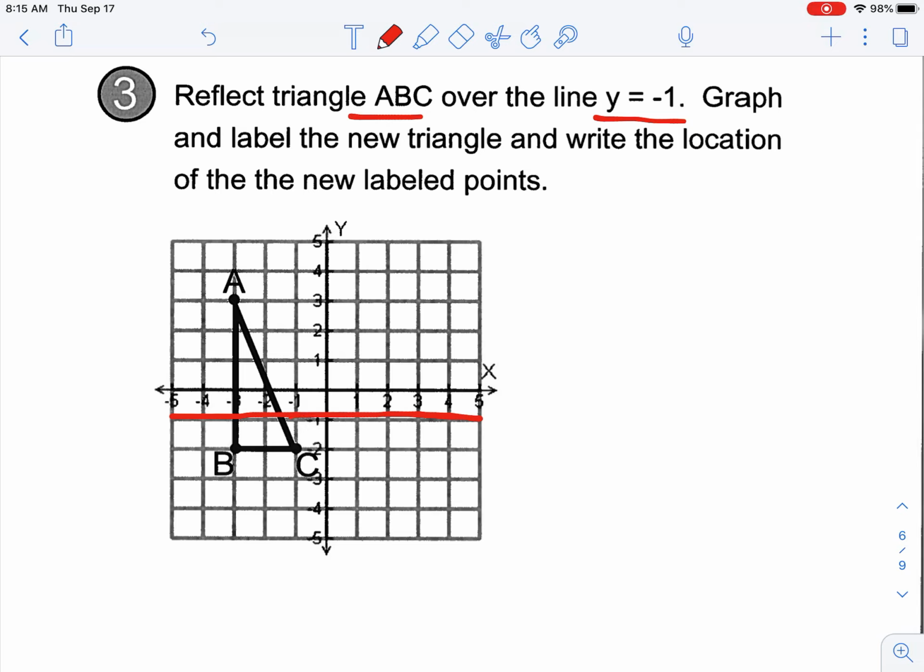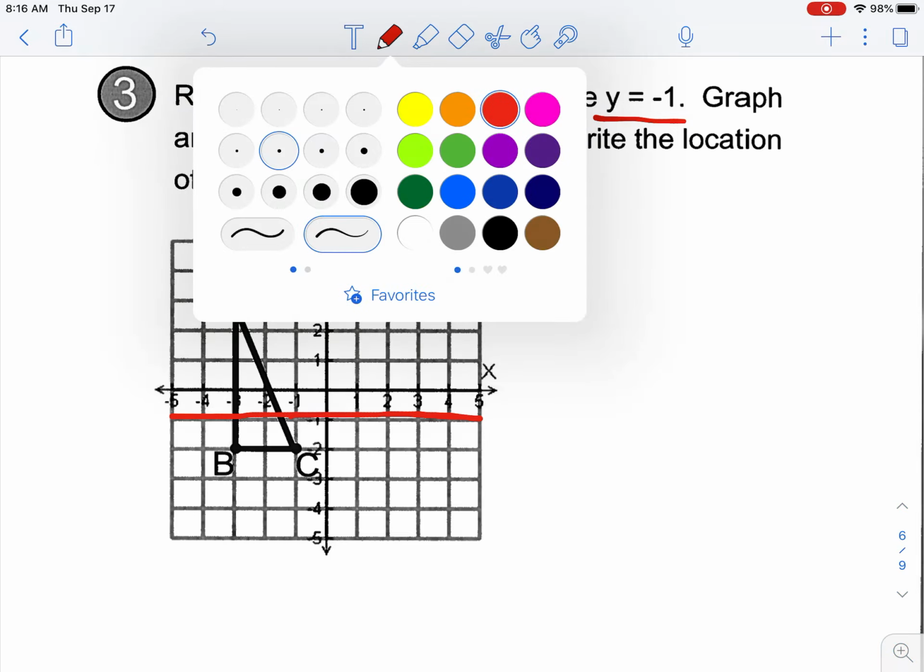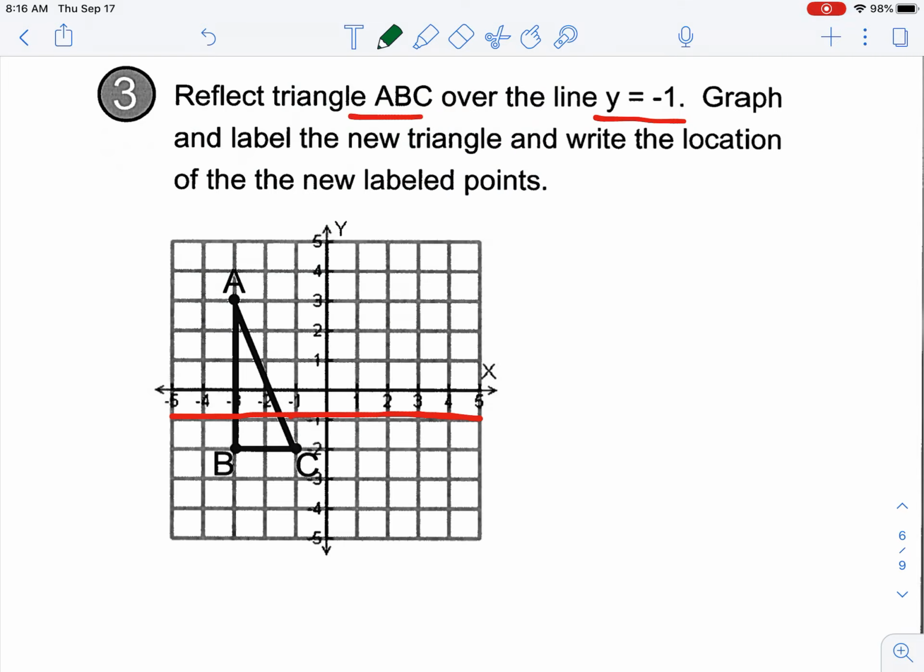So there's my reflection line. You'll notice some points in my triangle are above it and some points are below it. So here's the deal. It's going to flip to its opposite location. If I'm above the line, I'm going to flip below it. If I'm below the line, I'm going to flip above it. This picture is going to get a little confusing because it's going to land on top of each other when we flip it.